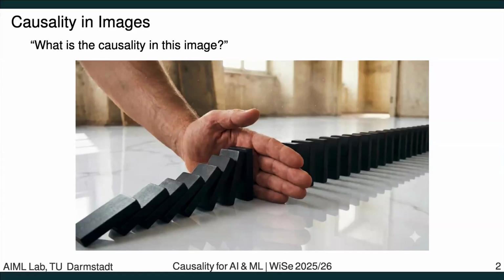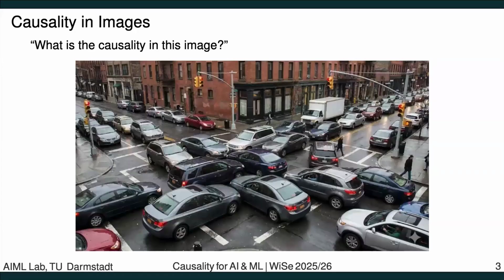So for this row of dominoes, I think every one of us has an intuition what will happen if the hand wasn't there, or how this scenario came to be in the first place by tipping over one of the dominoes. But how can we teach that to machines?